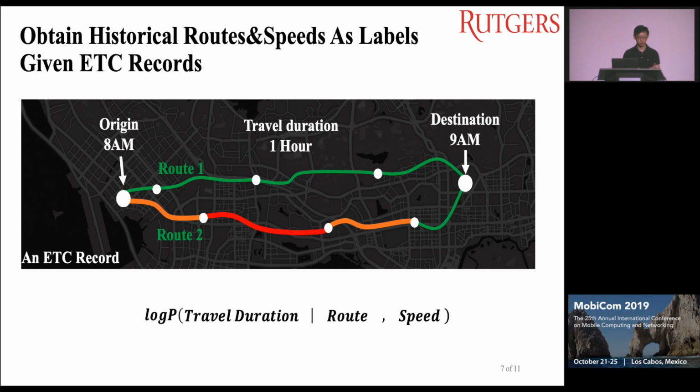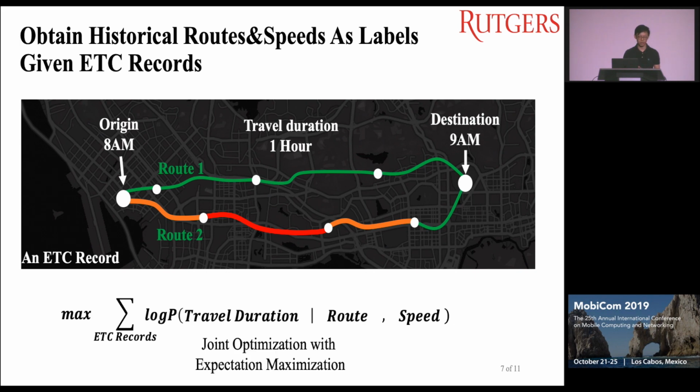So it is not only about one specific ETC record; we care about all the ETC records generated from our system. Basically, this gives us the problem formulation here. To address this formulation, we utilize an expectation maximization algorithm, and the details can be found in our paper. So now let's switch our gear into the evaluation part.